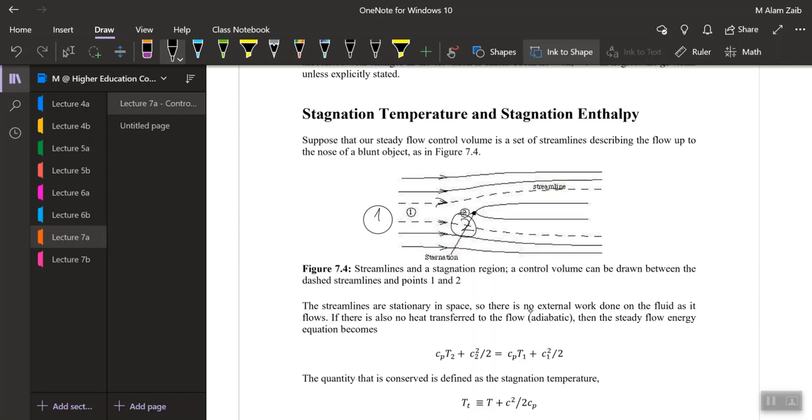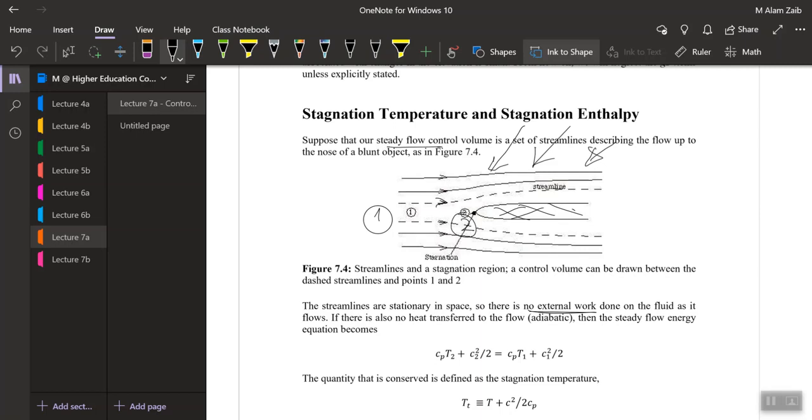So there will be no external work done on the fluid as it is flowing. In other words, let's suppose these streamlines are not constant, and there is a pressure coming from this side of the streamline or that side. Then there would be some external work on the object itself, and the object would be moving due to the work done. The assumption is that there is a steady flow, a constant streamline.